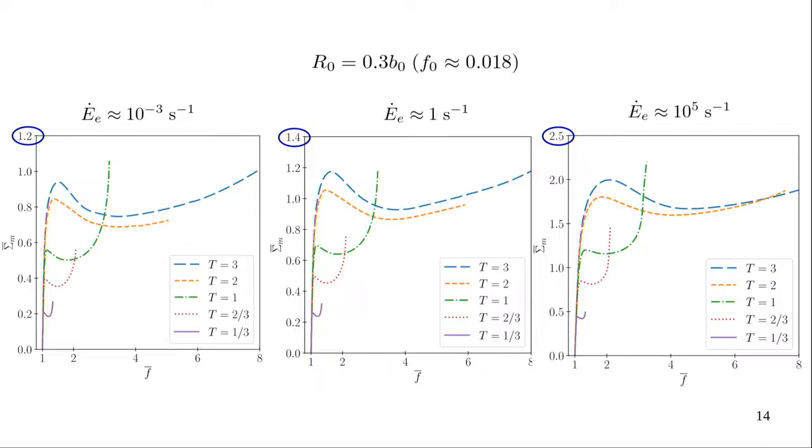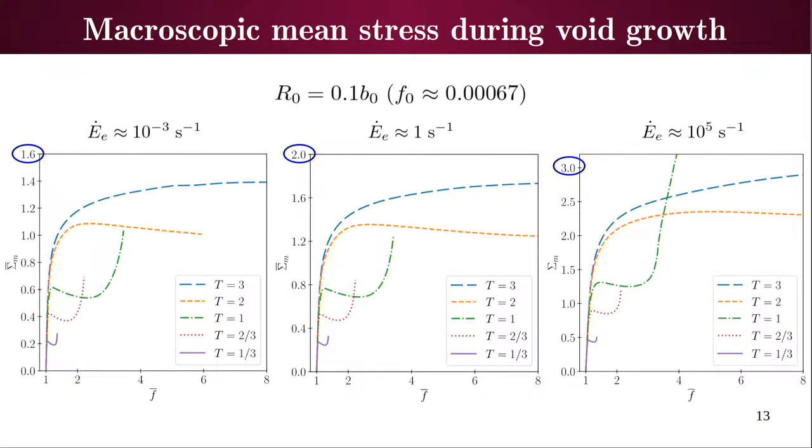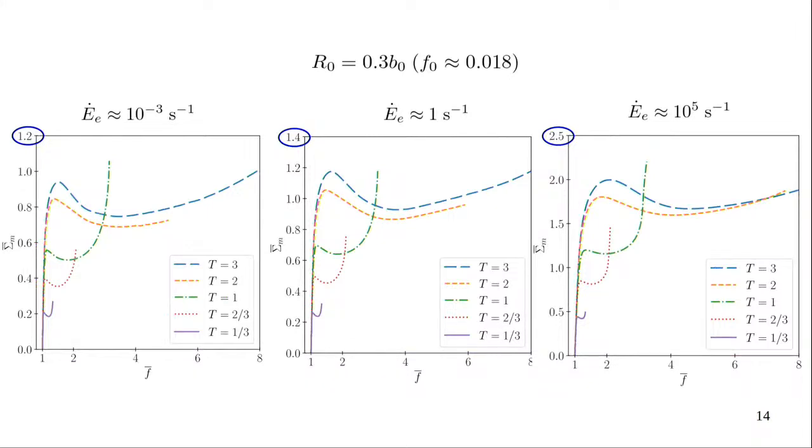When we go for a slightly larger void, the behavior is still the same. However, the softening becomes more prominent. The softening just after the peak stress becomes more and more prominent. For a smaller void, this softening was absent in the case of higher triaxiality, whereas now the softening is even observed at a higher triaxiality.